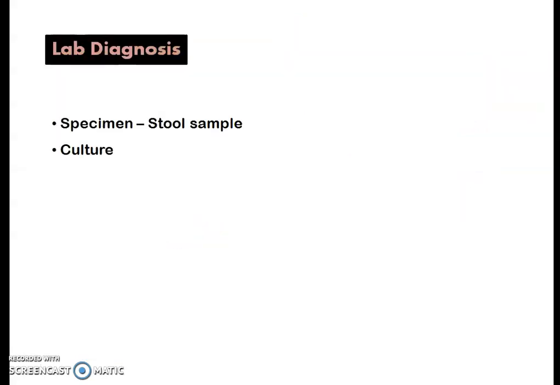The lab diagnosis includes the specimen, which is a stool sample, and culturing of the organism is done from the stool sample. And as we said earlier, Shigella gives negative results for almost every test. So it is easy to find out the organism.